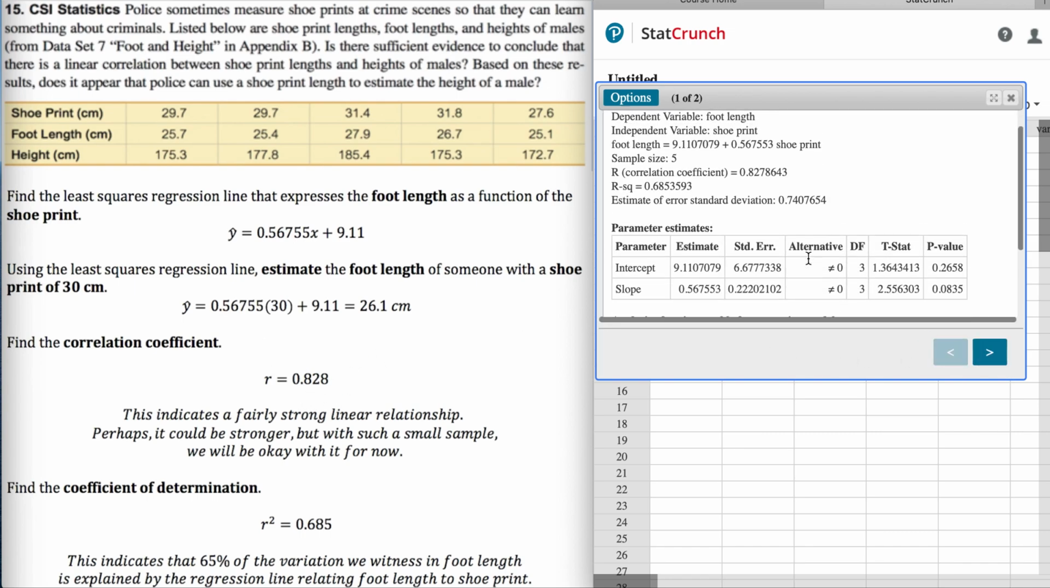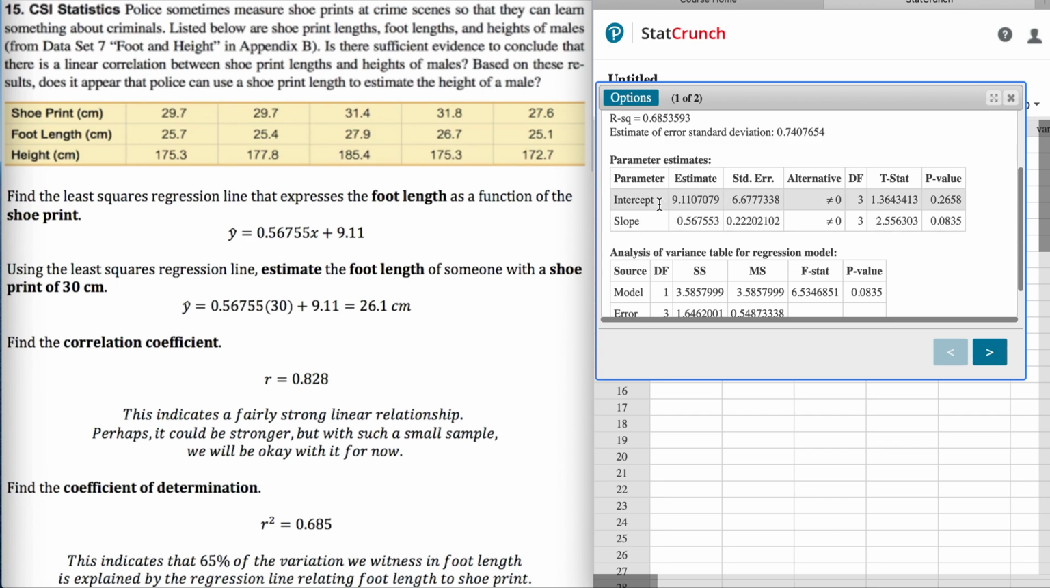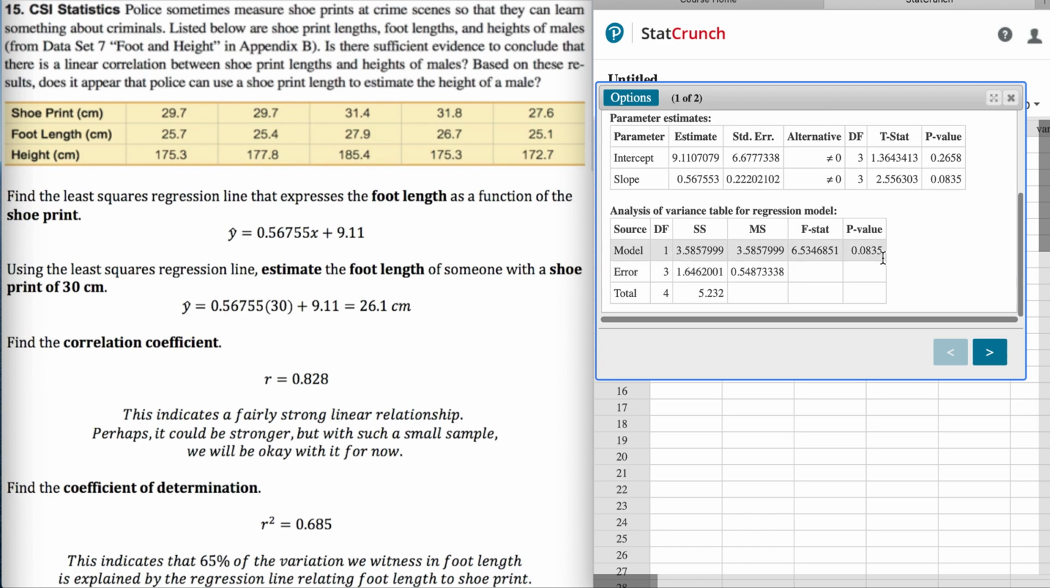If you look at the other parameter tests, the intercept had a p-value of 0.2655, and the slope, which is kind of going along with the correlation, the p-value is only 0.0835. Remember, typically we want a p-value that would be 0.05 or less. And so this is close, but maybe not as close as we'd like it to be.